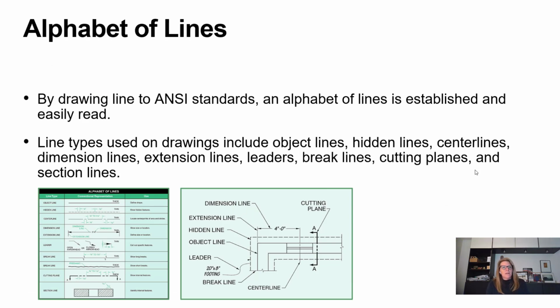The alphabet of lines, or the way we use line work to describe a building, is really to help with the clarity of the drawing, so that there are some established standards that everybody knows with regard to how we show information on a document. So while this doesn't have a great set of line weights associated with them, it does describe some of the line types that we use.